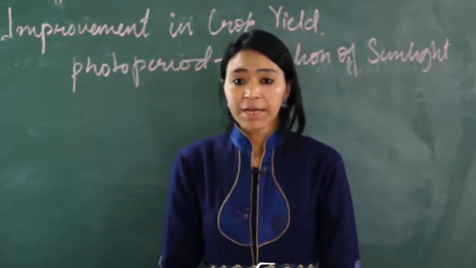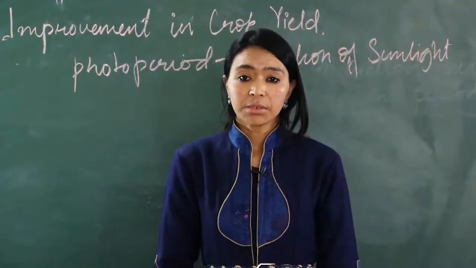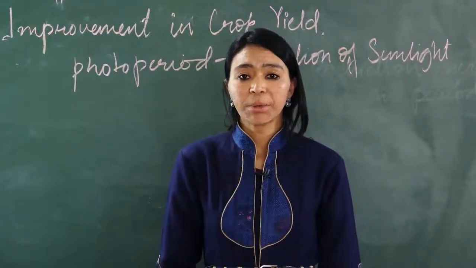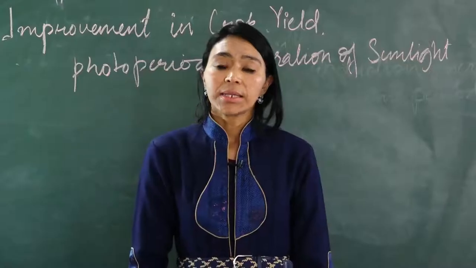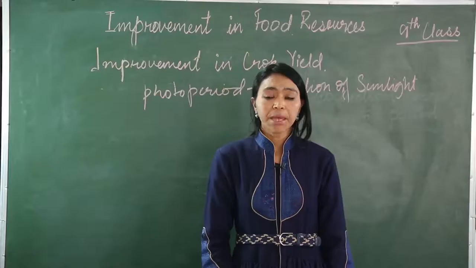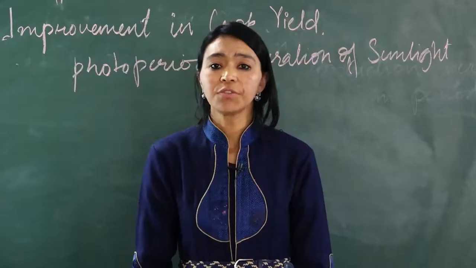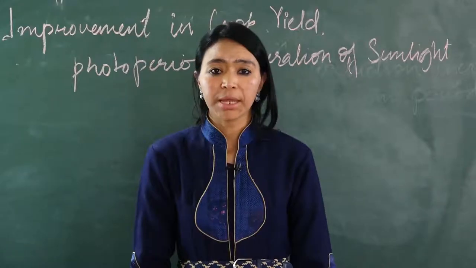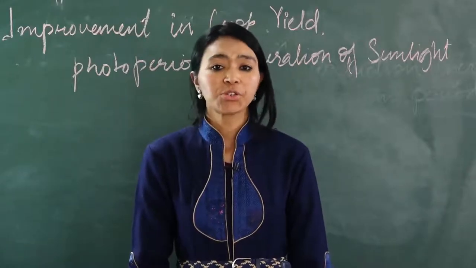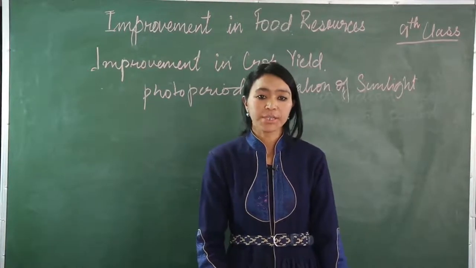Growth of plant and flowering also depend on the sunlight. Plants make their own food by the process of photosynthesis in the presence of sunlight. Because of sunlight, plants are able to make their own food. This process you have read in the lower classes also. This process is known as photosynthesis.